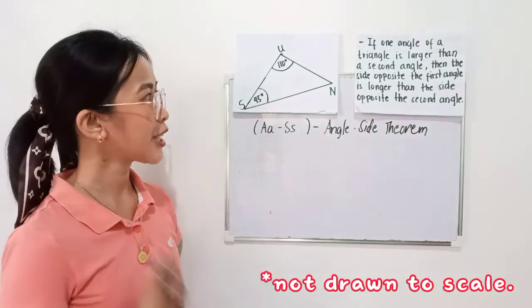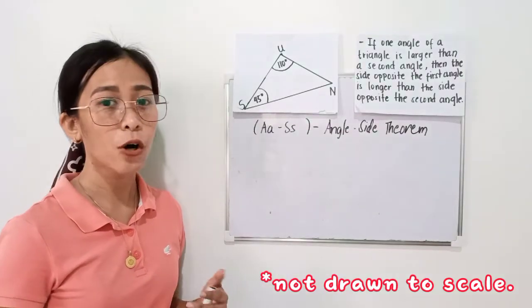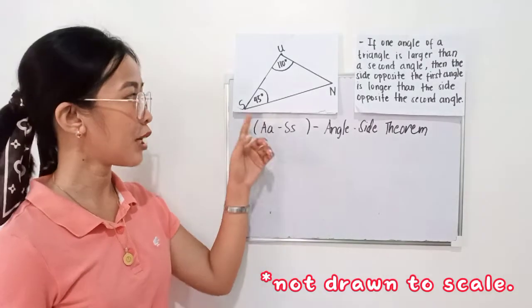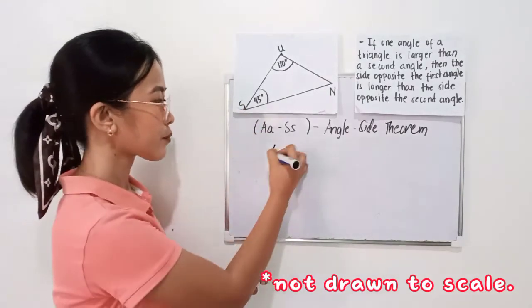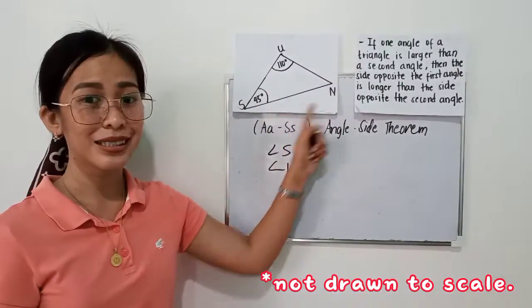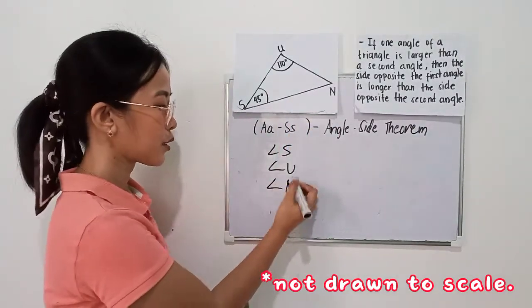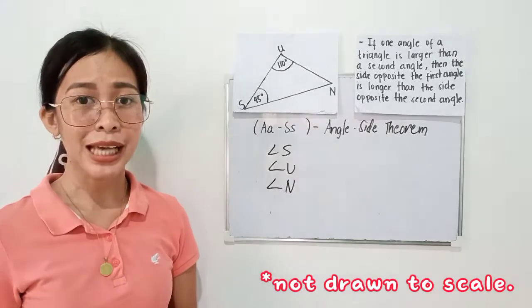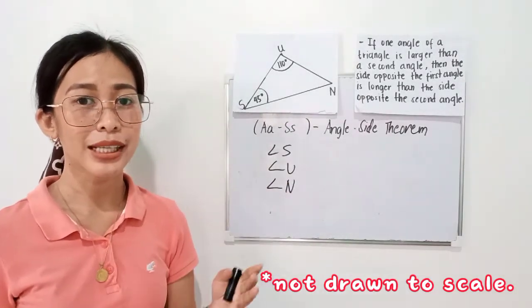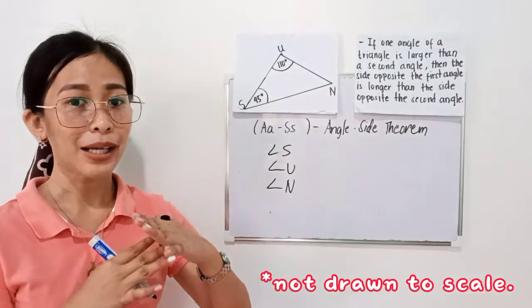So ngayon nga is identify muna natin alin ba yung ka-opposite side ng mga angles natin. Di ba we have angle S, angle U, and angle N. Now, let's identify the opposite side of these angles. Diba, nasabi ko na kanina, the opposite side is yung palaging katapatan.